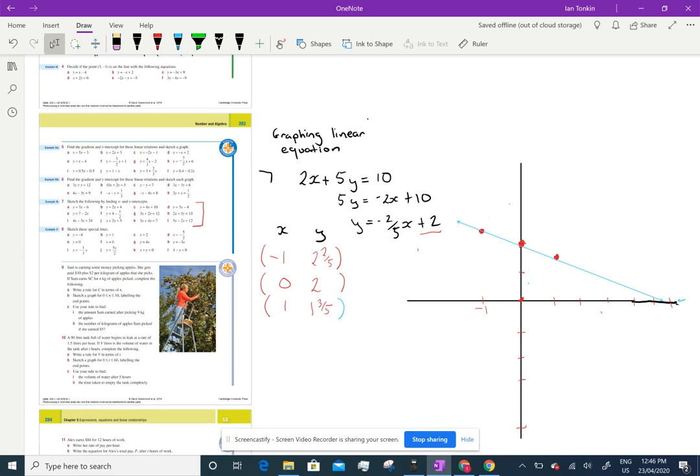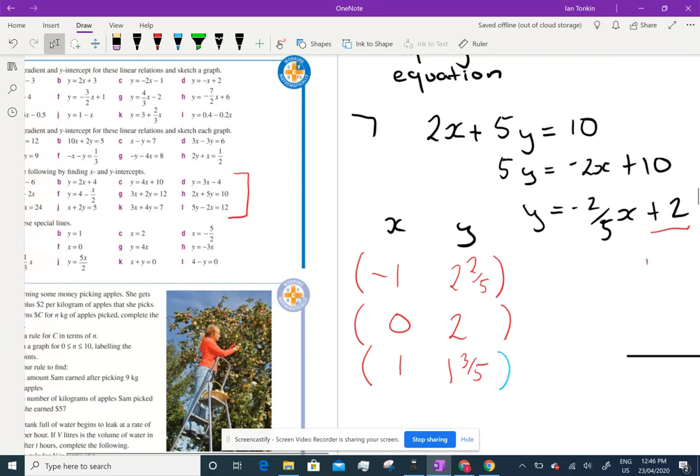Now, I was going to do the third one, but I'm going to let you go now because you should remember how to do this. This other one, you'd have to rearrange it, pick your points. But that's graphing equations by plotting points. Good luck.